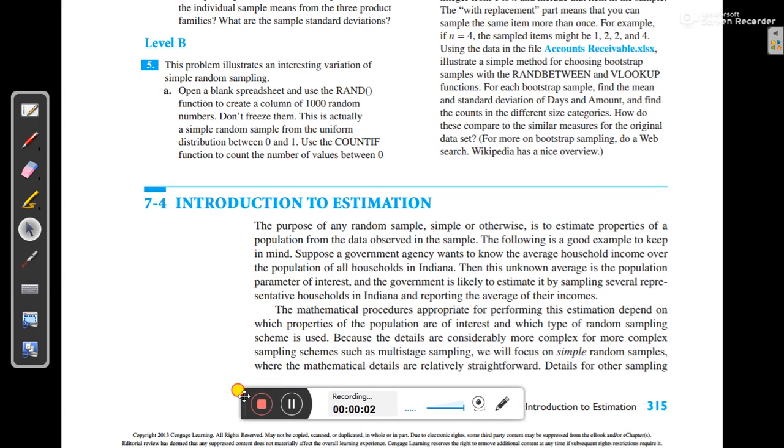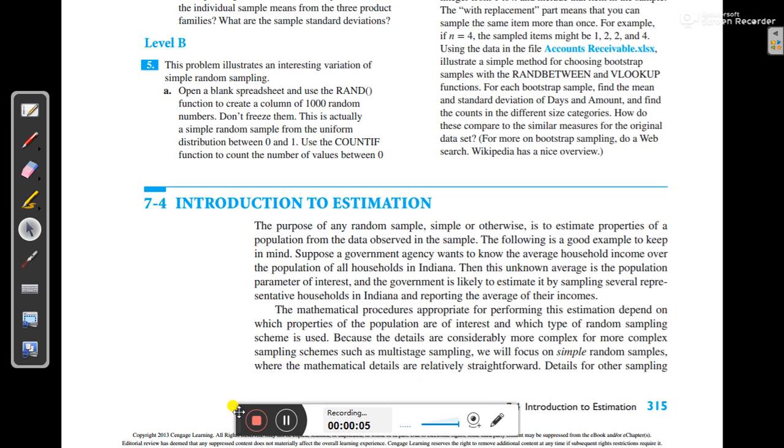Hello student. In this video I am going to start a new topic that is about estimation. The purpose of any random sample, simple or otherwise, is to estimate the properties of a population from data observed in the sample. So we need to estimate the properties of a population from the data observed in the sample.